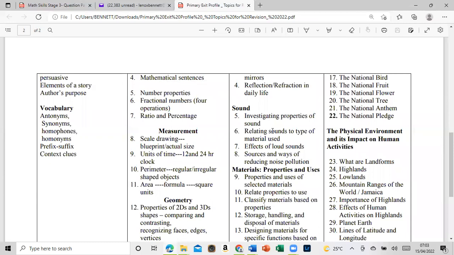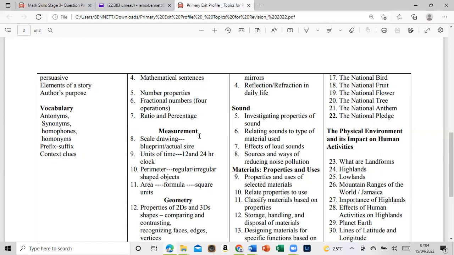We retain the mathematical sentences and put it into meaningful mathematical terms. All right, and we have number properties, fractional numbers, and the 4 operations. The 4 basic operations are multiplication, division, addition, and subtraction. They must be able to do ratio and percentage, right? Measurement, scale drawing, blueprint, actual size, and number 9, unit of time.